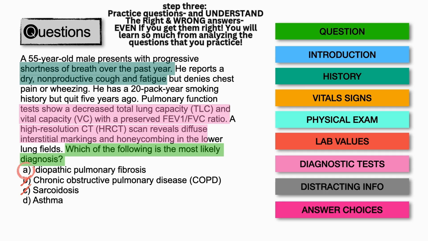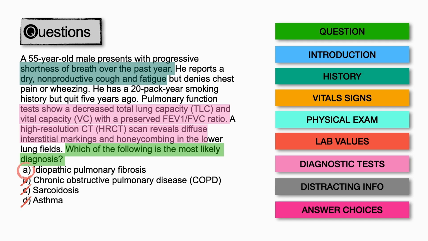While sarcoidosis can cause restrictive lung disease, it usually affects the upper lung fields and is often associated with systemic symptoms, such as skin lesions or enlarged lymph nodes, which this patient does not have. Asthma is an obstructive airway disease and would typically present with a reversible bronchospasm and a reduced FEV1-FVC ratio, which doesn't fit the patient's presentation or the findings on the PFTs.